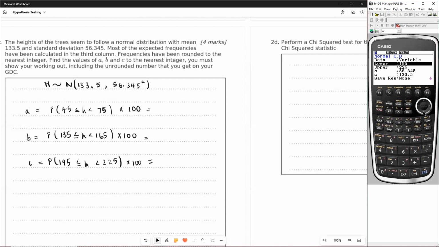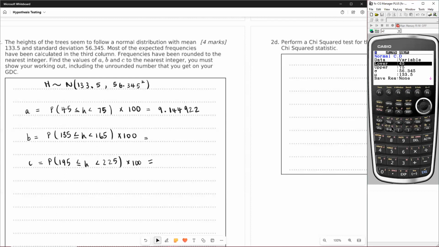Sure, I could erase them, but yeah, so we put 45 on the lower bound for the first one. And then we put 75 for this. And the standard deviation is 56.345. And the mean is 133.5. Then you get the probability 0.091449922. It says to write the unrounded number that you got on your GDC. So if I was to multiply that by 100, I would get 9.14492. Okay, let's do the next one.